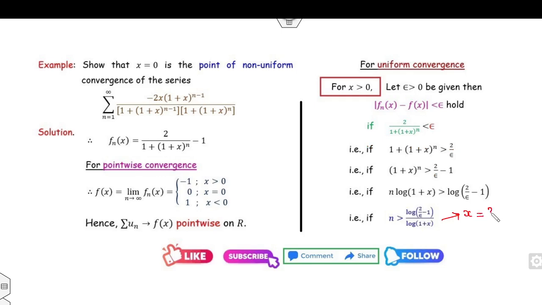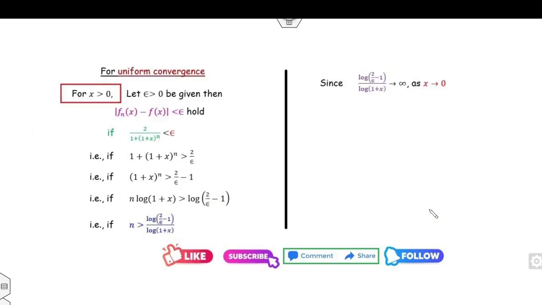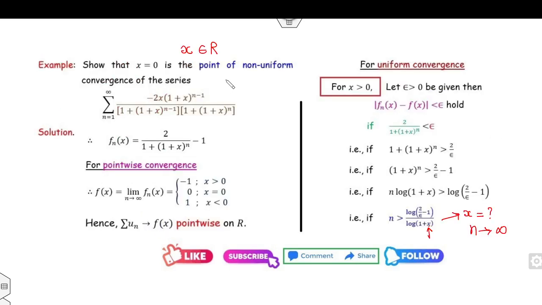Can you choose the value of x from the given domain so that n becomes infinity? Fine. So clearly, when you take x as 0, log 1 is 0, it will go to infinity. And that point is called the non-uniform point of convergence. And that's the same thing they are asking about in this statement.